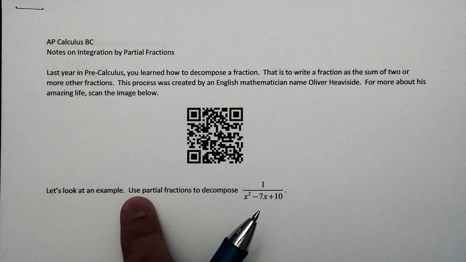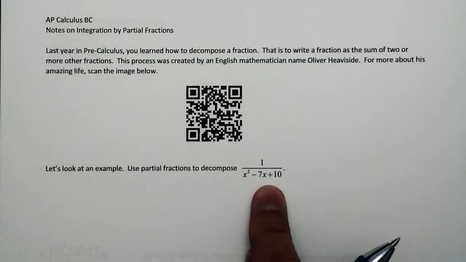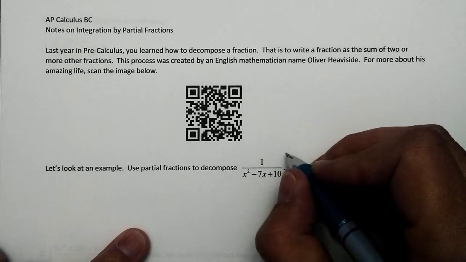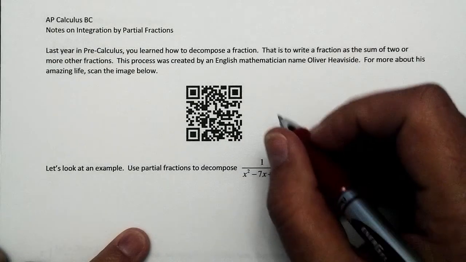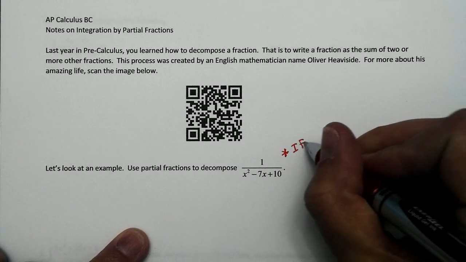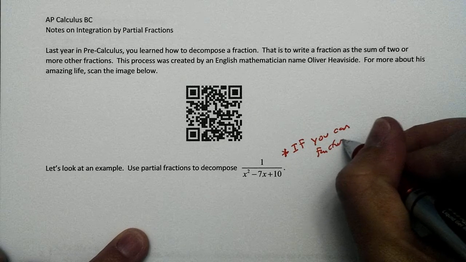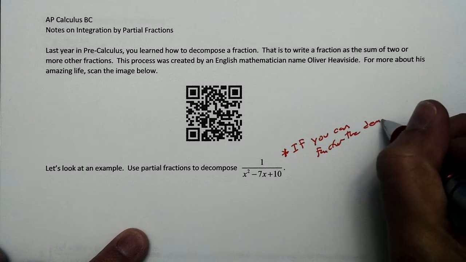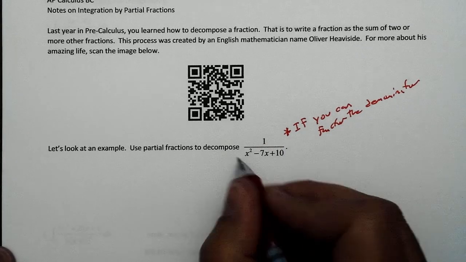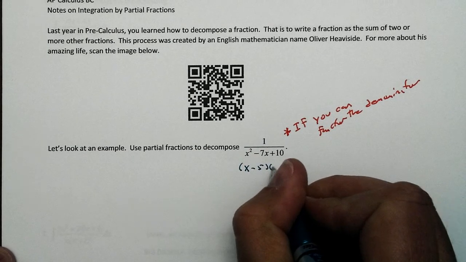Alright, so let's take a look at an example. We're going to use partial fractions to decompose our little rational equation right here. Now the big hint I am going to give you is this. If you can factor the denominator, that's really the rule. So if I factor this, we're going to get x minus 5 times x minus 2.